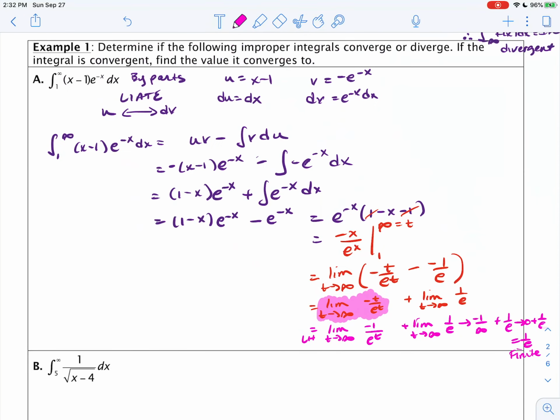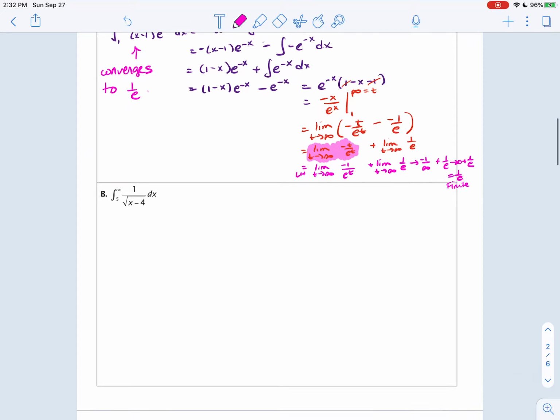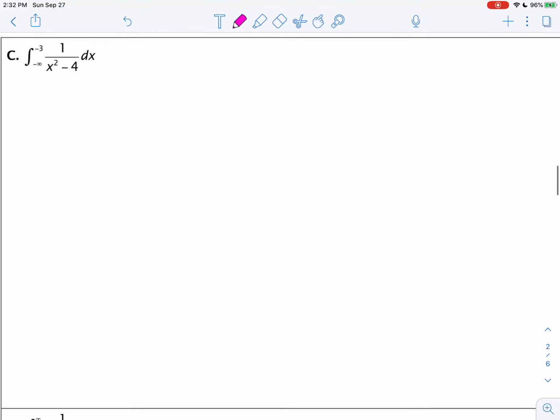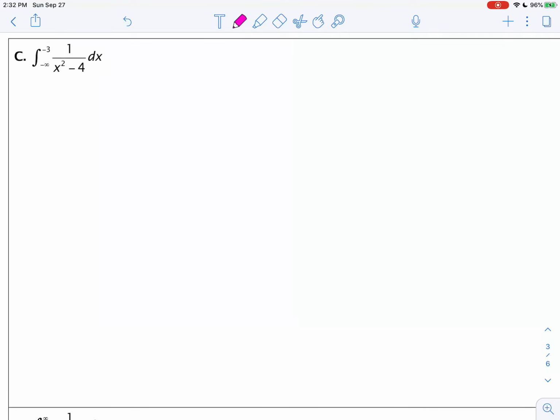So conclusion, our integral here is convergent, and it converges to 1 over e. Good. All right, I'm going to skip example b, and I'm going to go to example c here.